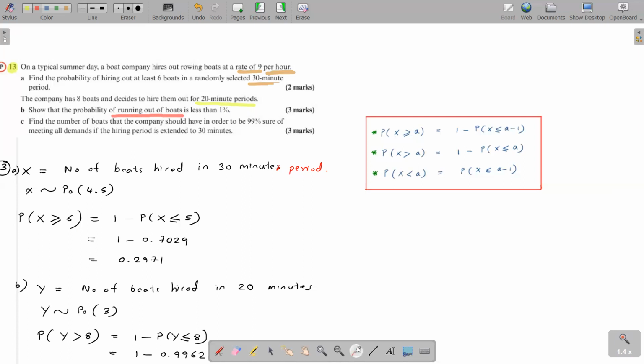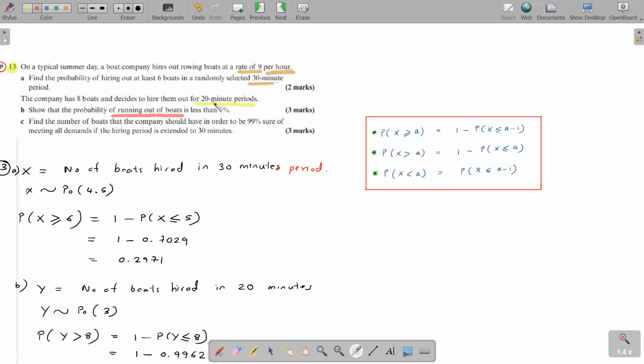What do you mean by running out of boats? Every 20 minutes, they're only renting out for 20 minutes. Which means every boat they rent out comes back to them at the end of 20 minutes. So then there are only 8 boats. So how do you run out? How do you run out?